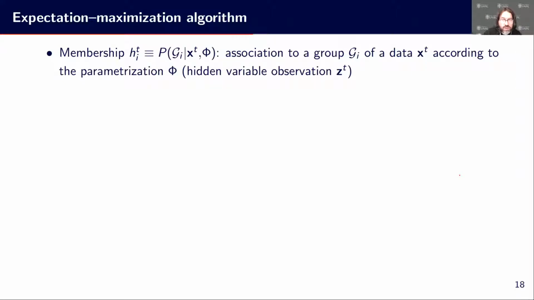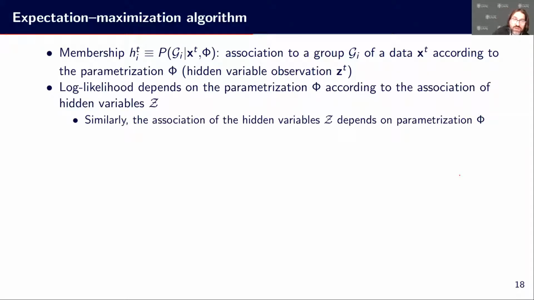the hidden variable observation, which corresponds to the ground truth assignments of the data for a given group. This is not known, not available, but it is used for our developments. The log likelihood depends on the parameterization according to the association of hidden variable Z. Similarly, the association of hidden variable Z depends on the parameterization of our problem. So we get into the same chicken and egg problem that we had before with k-means. In fact, k-means is a special case of EM, expectation maximization.